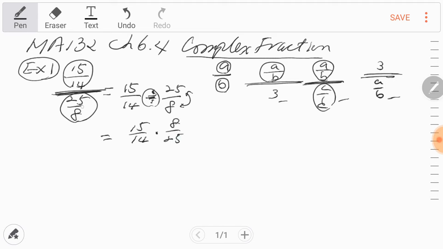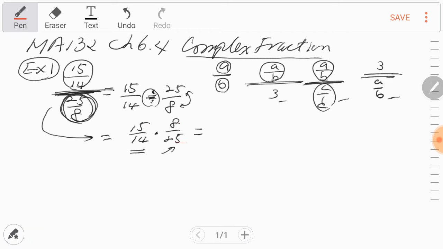Okay, so this complex fraction can be written as this. The numerator stays the same, but the denominator became a reciprocal. So we can write this division as a product by making the fraction in the denominator a reciprocal. Then once we simplify this, we can reduce.